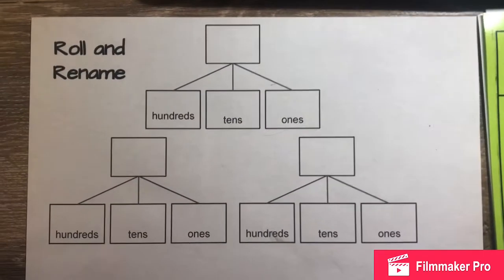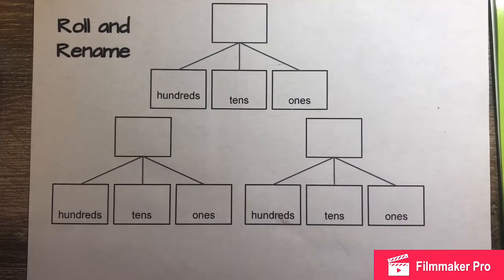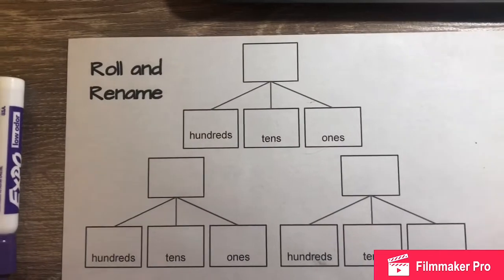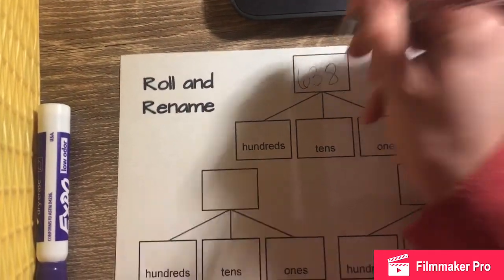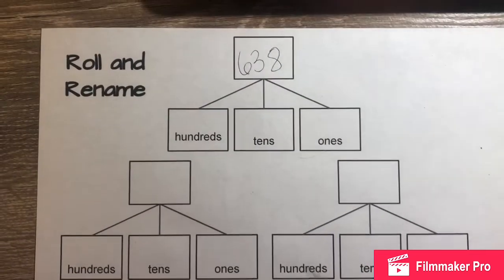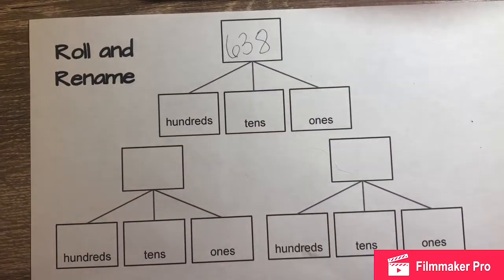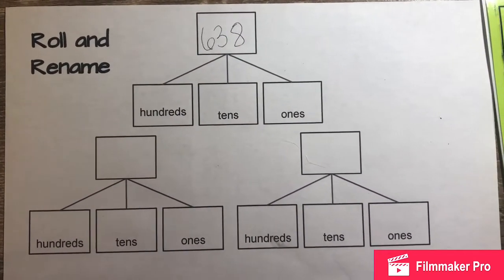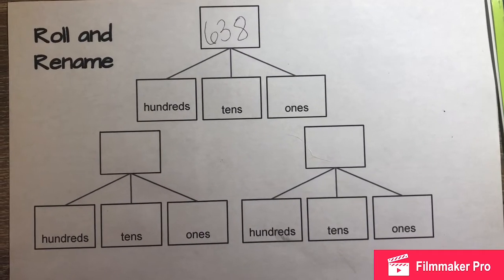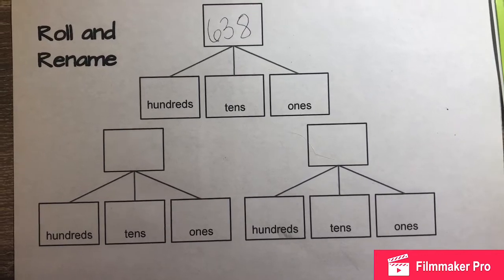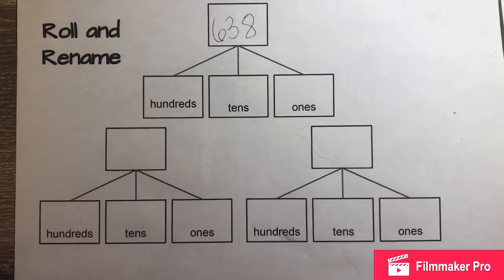Okay, so we are going to use our place value mat to help us play a game called Roll and Rename. And we are going to roll a dice. So we have rolled a dice 3 times and we have gotten the number 638. Let's all say that number out loud together. 638. Very good. Now I want you to think in your head, how would I make 638 using hundreds, tens, and ones? Go ahead and build it using base 10 blocks or draw it on your place value mat right now.